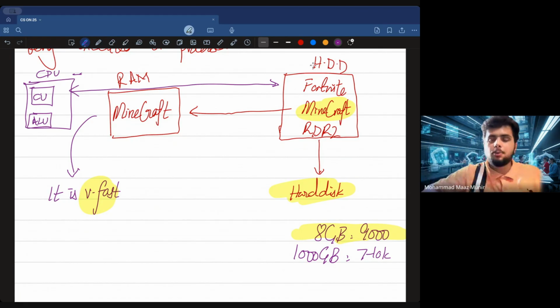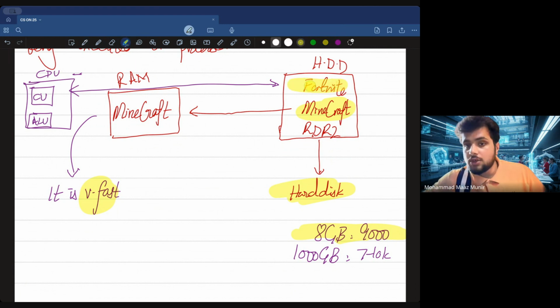So what computer programmers came up with was that they decided on introducing something known as RAM. RAM ki kya khasiyat hai? It is super fast. So if I, let's say, want to play Minecraft, this means I don't have to deal with Fortnite or maybe RDR2 at this moment, right? So I'm just going to be bringing out for a Minecraft, like I'm going to take Minecraft ki files yahan se, I'm going to bring that to my RAM.